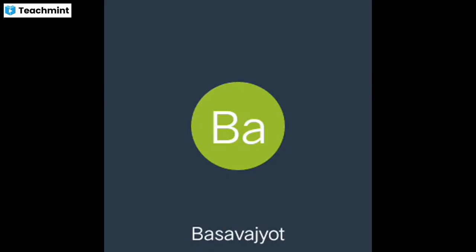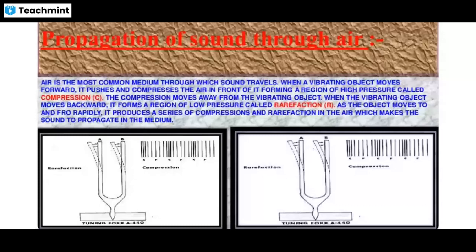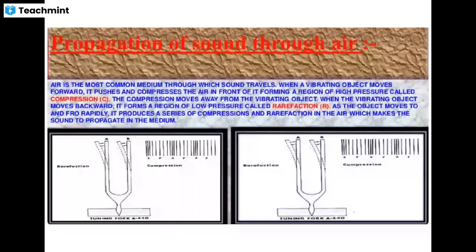But in the case of light, all the light waves we call transverse waves only. And now you can see here the propagation of sound through the air medium. How can sound travel through the air medium? If you observe this, the most common medium through which sound travels is the air medium.